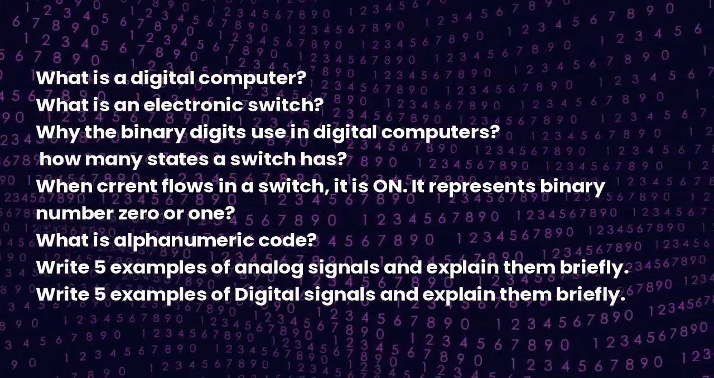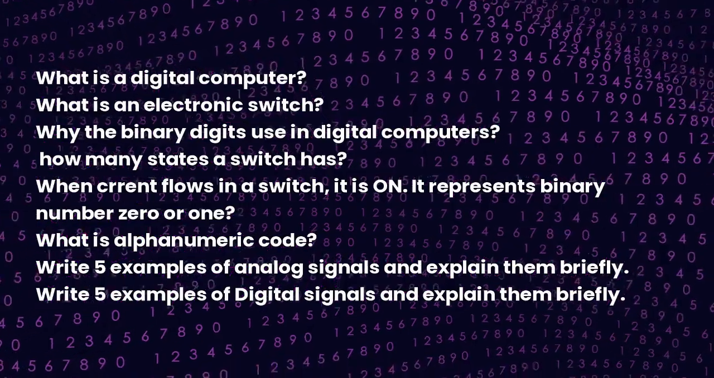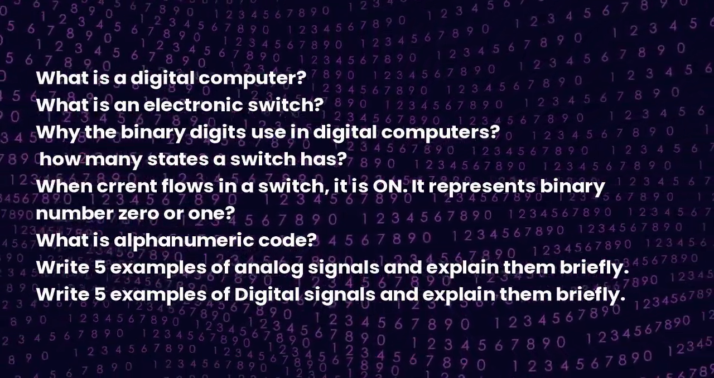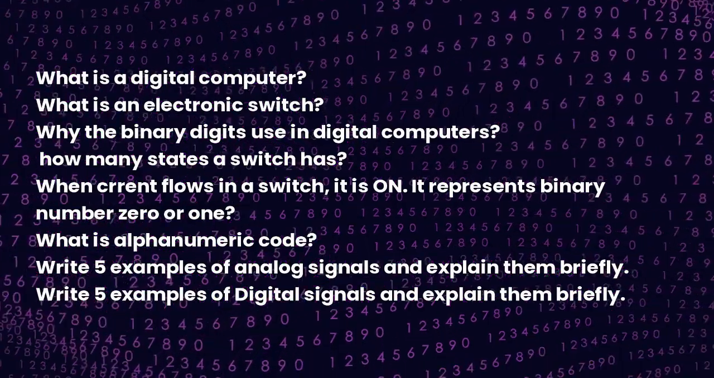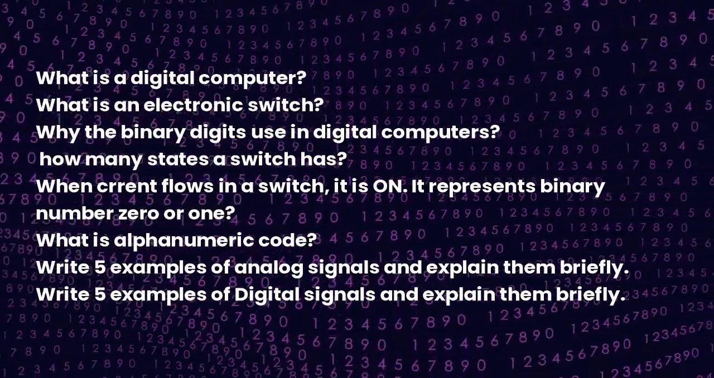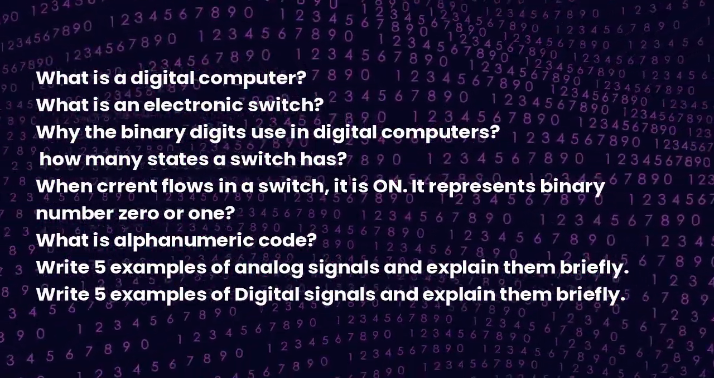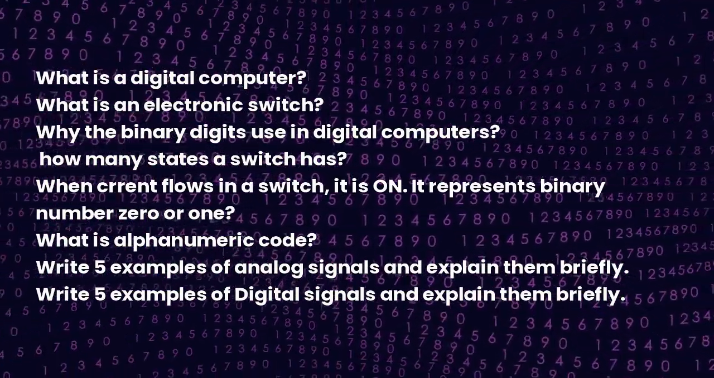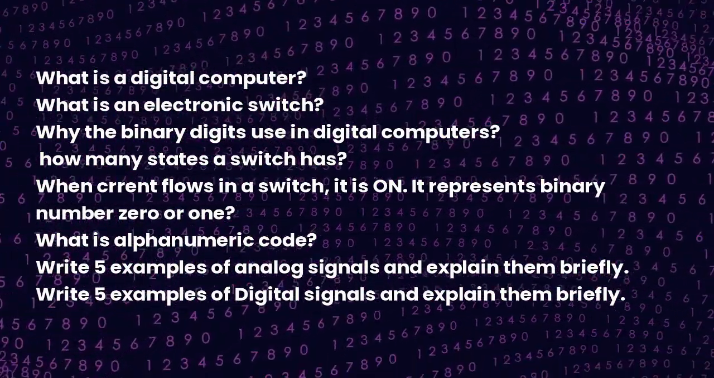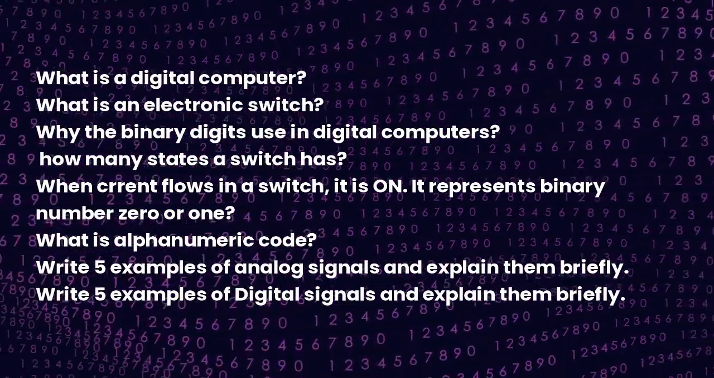Question number 1. What is a digital computer? Question number 2. What is an electronic switch? Question number 3. Why are binary digits used in digital computers? Question number 4. How many states does a switch have? Question number 5. When current flows in a switch, it is on. We know that. It represents binary number 0 or 1. What is alphanumeric code? Write 8 differences between analog and digital signals.